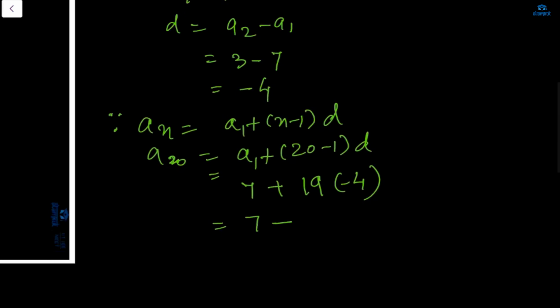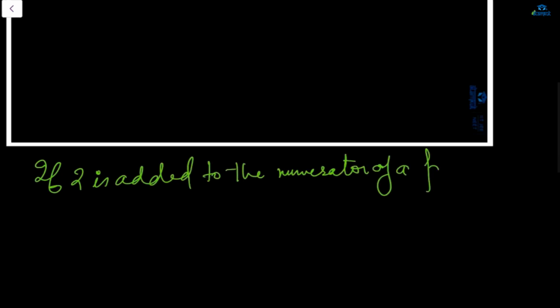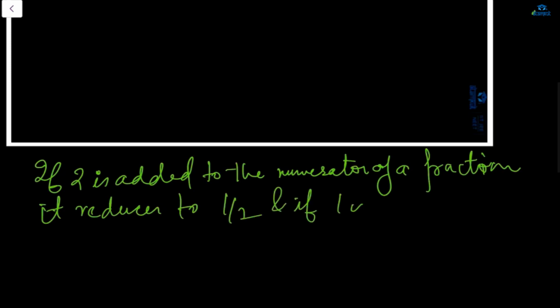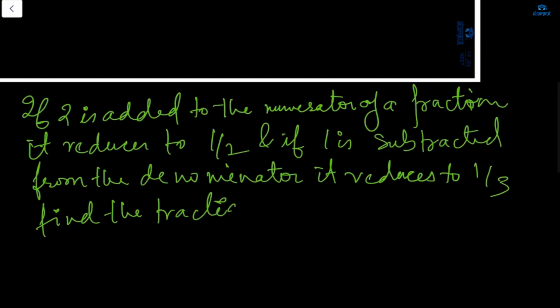Ma'am, in my test there was one question, I think of a linear equation. Ma'am, can I tell the question? Okay, tell me the question. If 2 is added to the numerator of a fraction, it reduces to 1 upon 2, and if 1 is subtracted from the denominator, it reduces to 1 upon 3. Find the fraction. I think we have done this type of question.